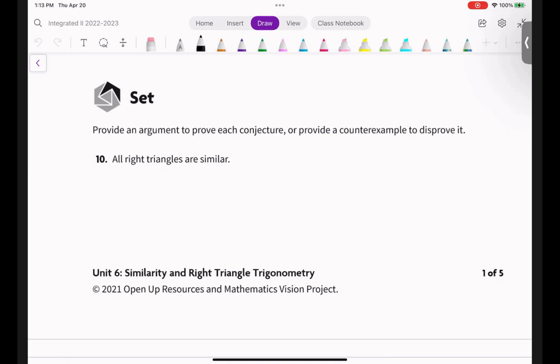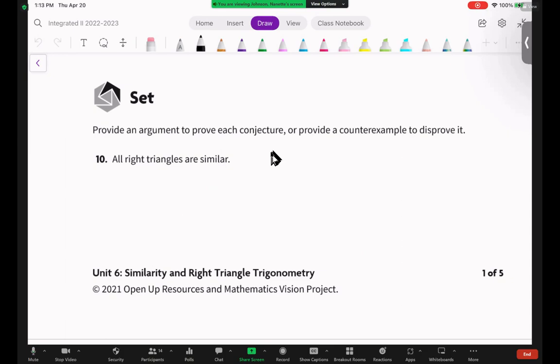All right, so far I got a lot of good words. So they want you to say, is this true or false? All right triangles are similar. So someone said, no, in order for them to be similar, they need to be corresponding and congruent. Very good. So someone else says, all right triangles are not similar because the shapes can be different when dilated.